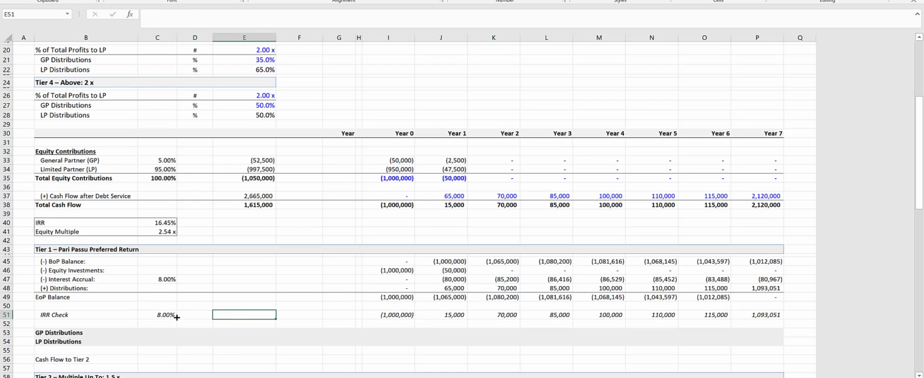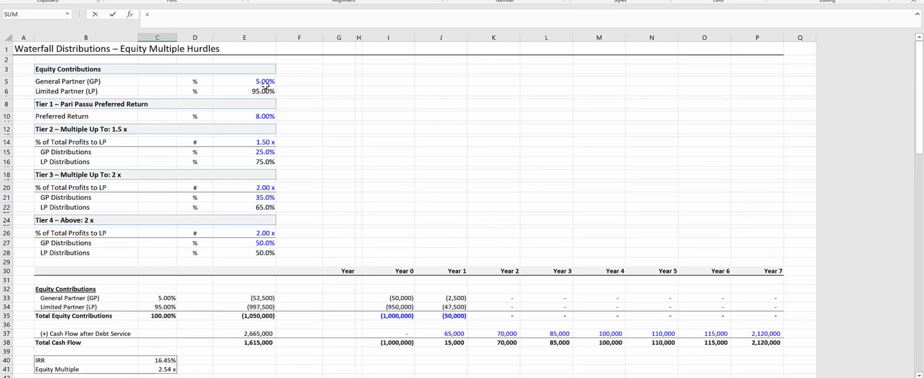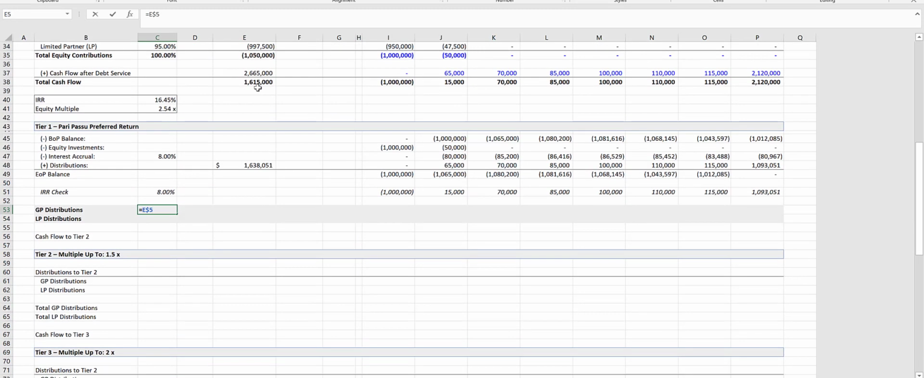8%. So there you go. And let's sum up, because this is an equity multiple hurdle structure, let's sum up the total distributions here. And then we're going to break this up by GP and LP. So this is going to be based on initial equity contributions because it's pro rata or pari passu.